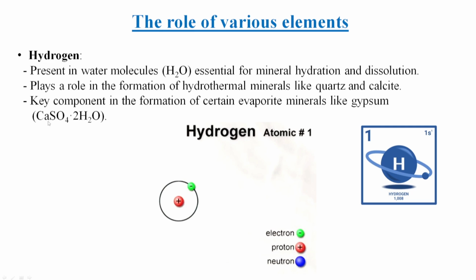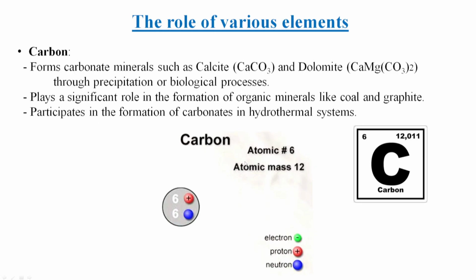So gypsum has a chemical formula of calcium sulfate with 2 water molecules. So definitely hydrogen is an important constituent in it. Hydrogen, having an atomic number of 1, you can see, has 1 proton sitting at the center, surrounded by the equally negatively charged electron.